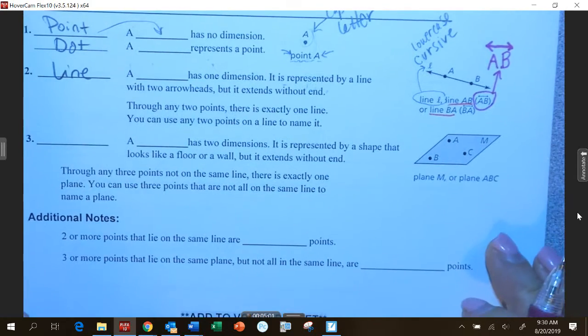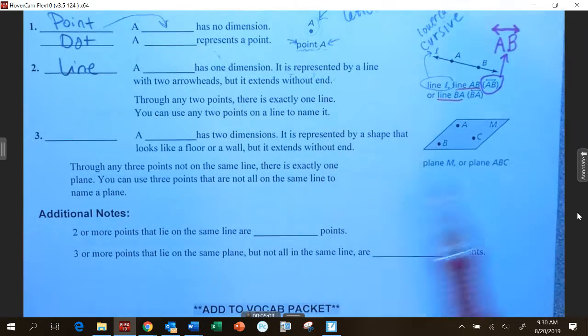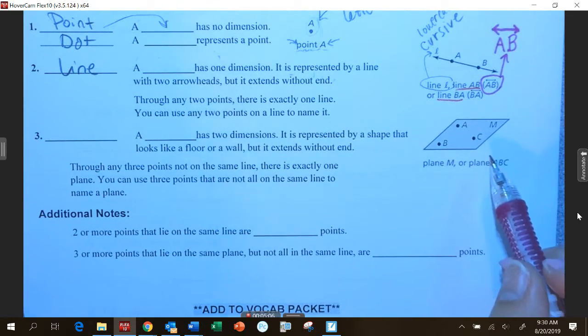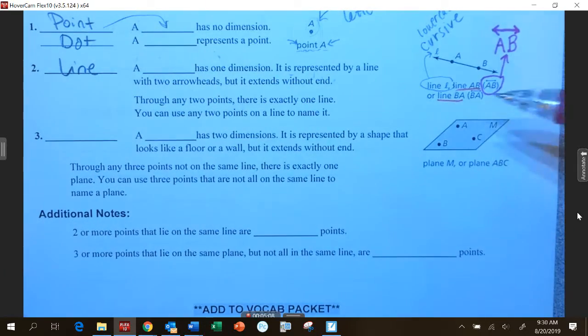All right, and then our third figure we're talking about today are called planes. And here's a picture of a plane. So it's a flat surface that extends forever, length and width. I can't draw forever, so we have to give it a stopping point. We just make it look like a parallelogram.